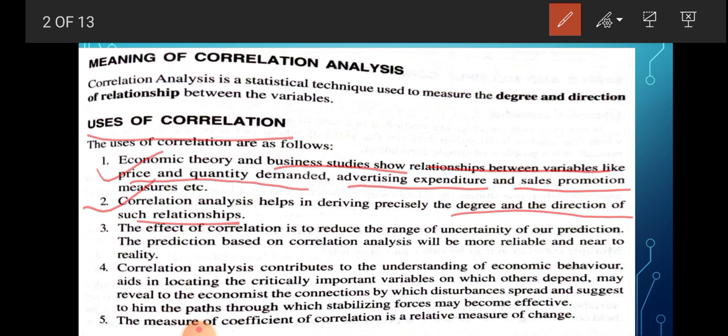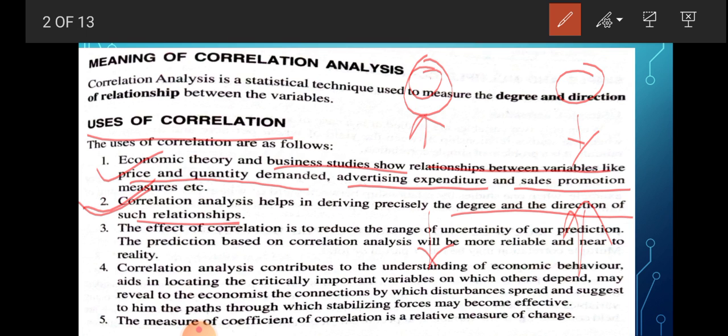Similarly, one more example I want to give you. Suppose the number of workers and days taken to finish a work. If the number of workers increases, then they will take fewer days. If the number of workers decreases, then they will take more days. So an increase and decrease kind of correlation is also there. So correlation analysis helps in deriving precisely the degree and the direction of such relationships.